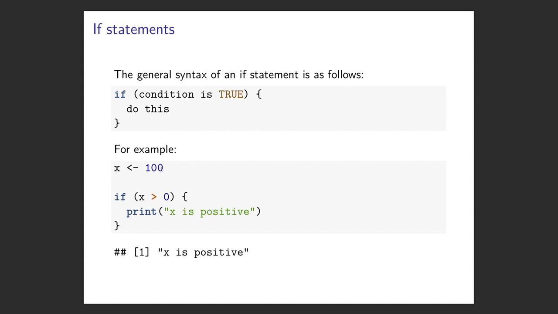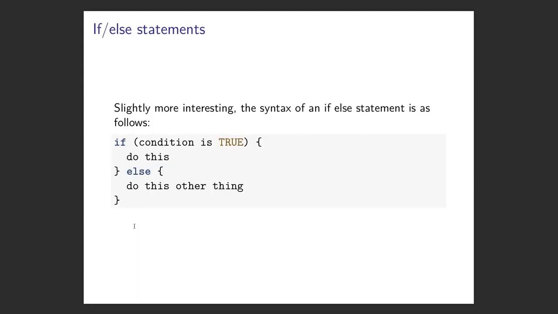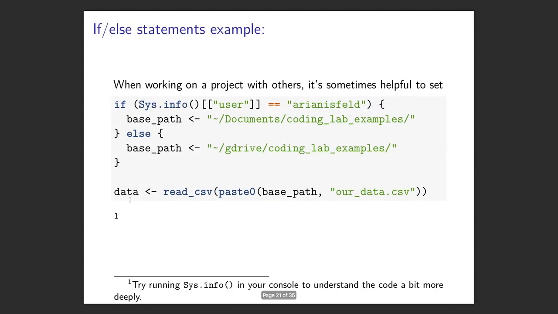If we set x to negative 100, R is just going to skip this statement. So it's going to say, if false, okay, I'm not going to do this thing. If we want R to do something in the false condition, we have else. If our condition is true, we do this. Otherwise, we do the other thing.